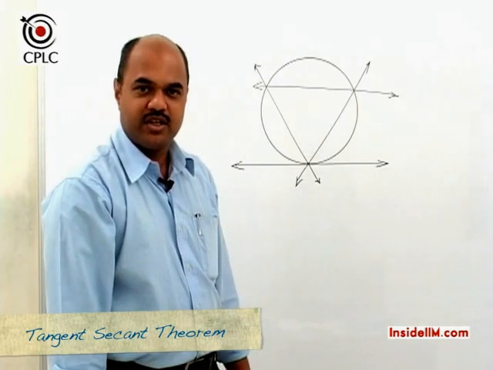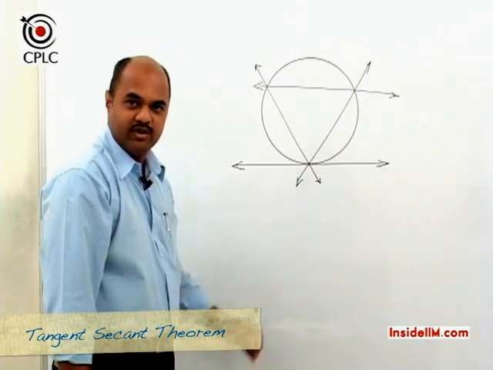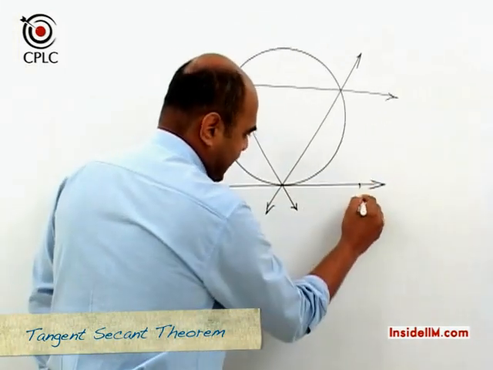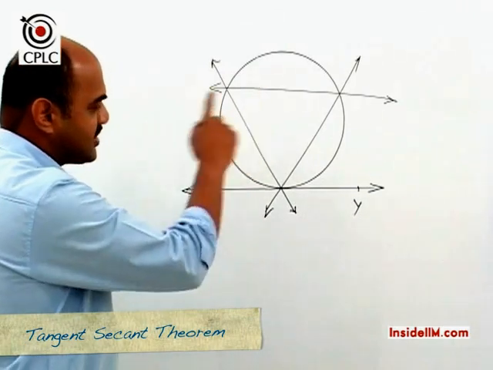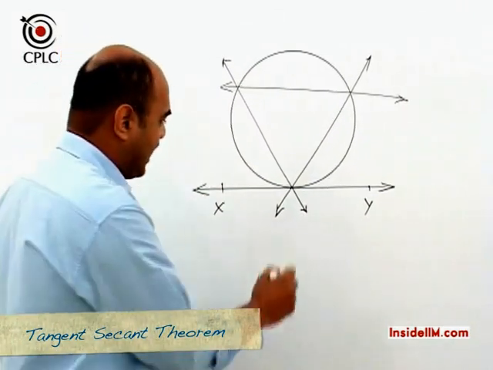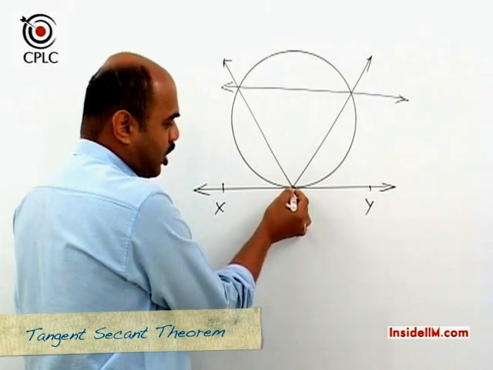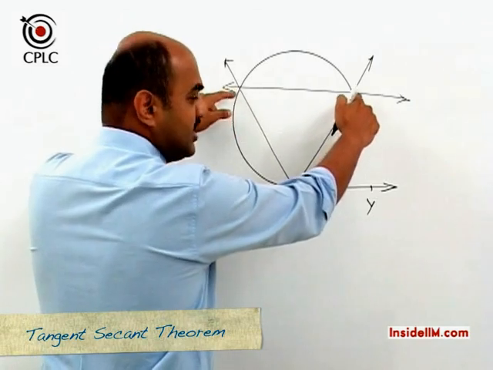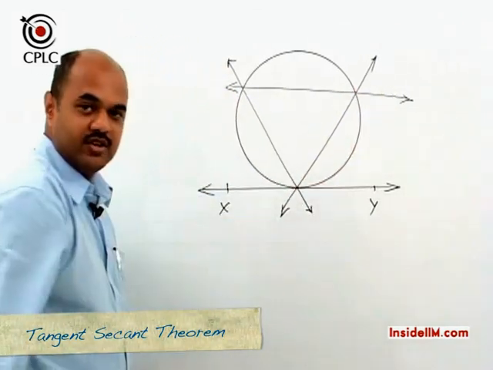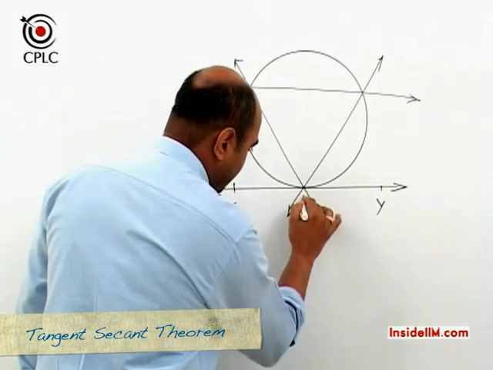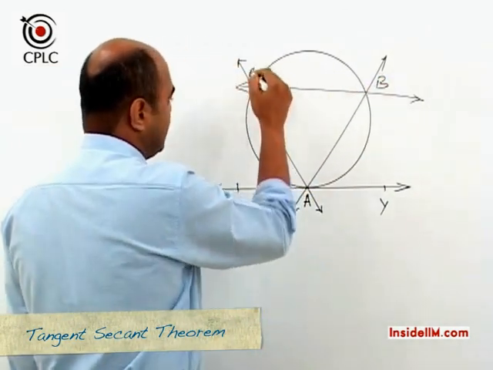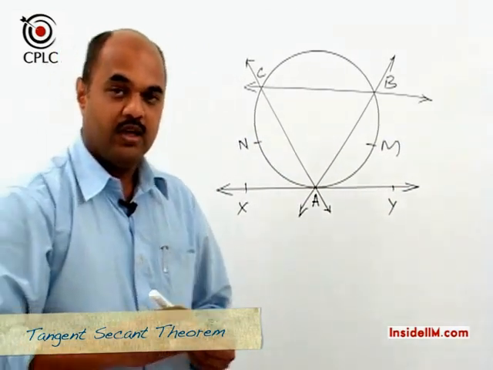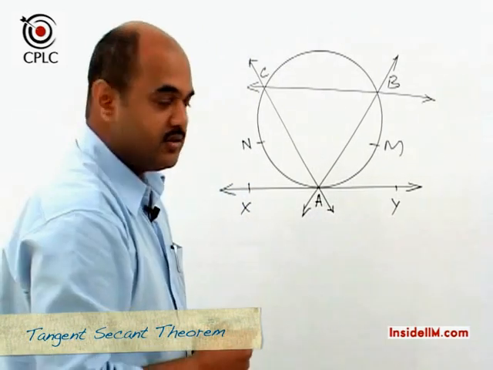Let's have a look at the tangent secant theorem. As you can see in this diagram, we have drawn a circle. We have a tangent. Suppose we label these points as X and Y, and we have three secants drawn in such a manner that two secants pass through this common point of intersection of the circle with the tangent, and then through these other two points you have another common secant. Let's label these points as A, B, C, and we have these points here on the arcs as M and N. Now what does the tangent secant theorem really say?